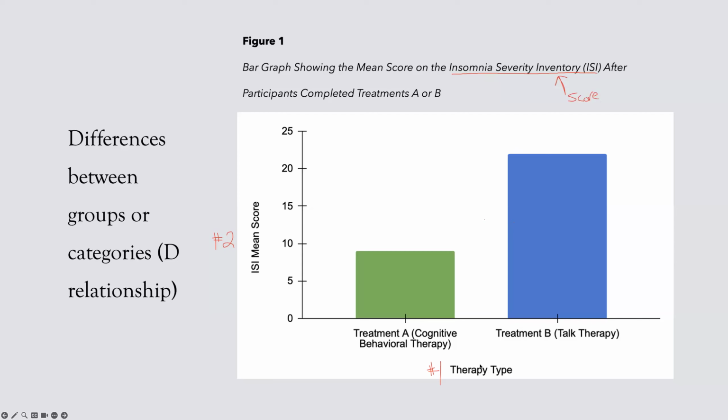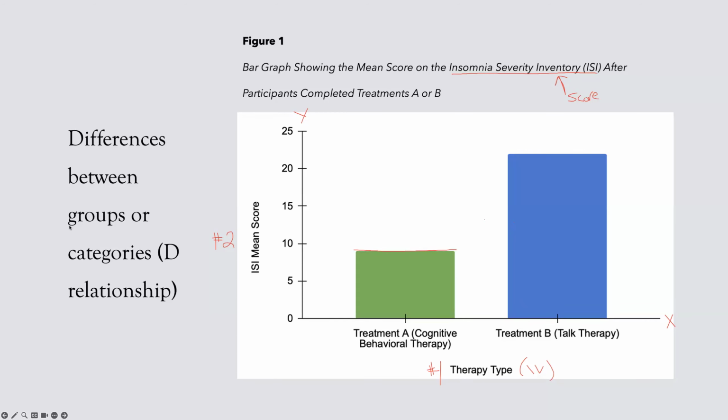And therapy type is our most likely independent variable because it is the most likely cause. We're not talking about research design at this point, but we're going to put our categories, our groups, on our x-axis. So this is our x-axis here and our y-axis here. And so what we're saying is we're going to look at the difference in these two groups for the Insomnia Severity Index score. So here we can see the level of the mean for this group.